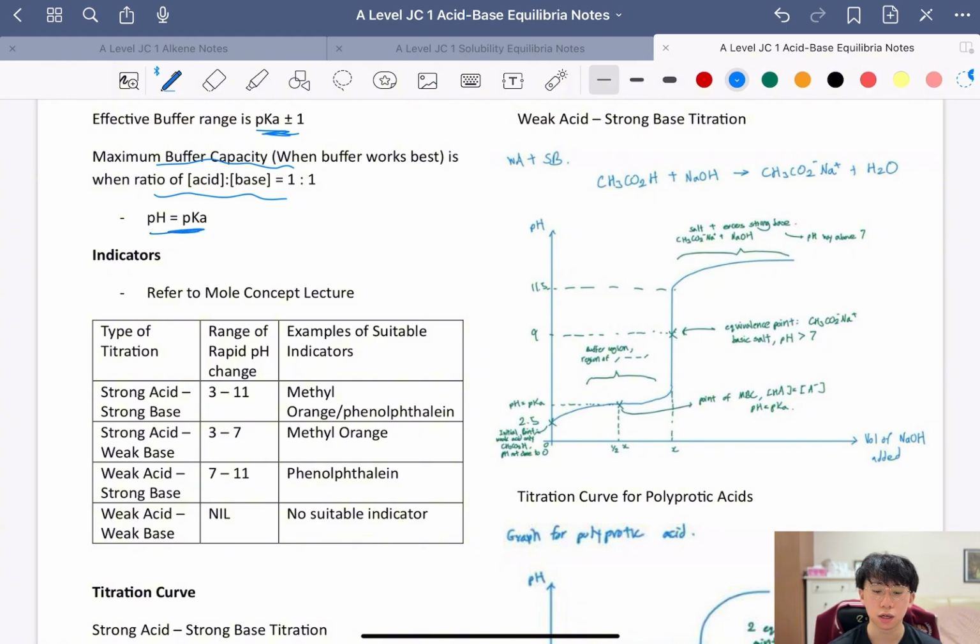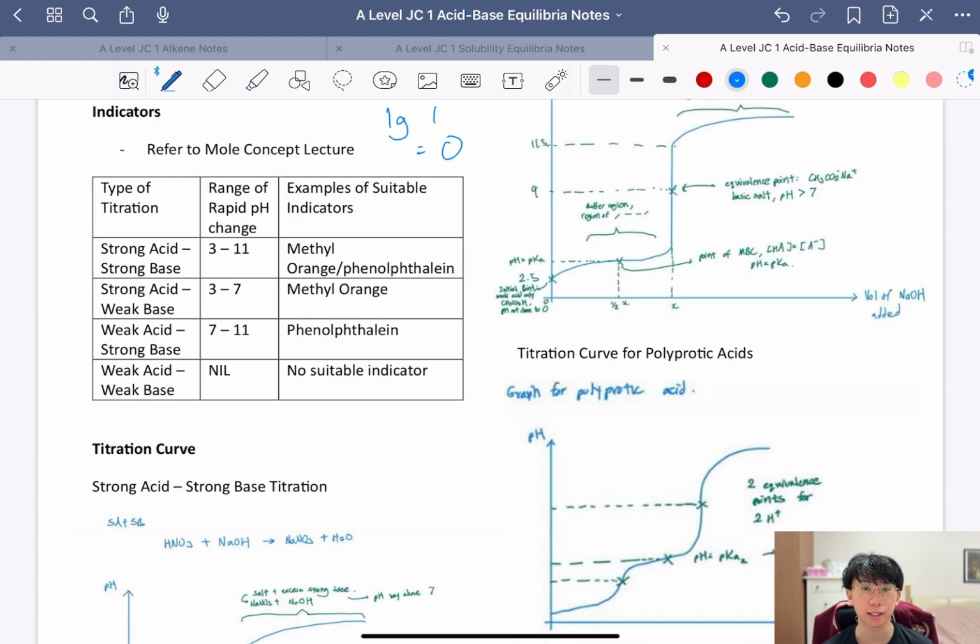this makes sense using the Henderson-Hasselbalch equation, because pH equals to pKa plus log conjugate base over acid concentrations, and when this is 1:1, log 1 is going to equal to 0, and therefore your pH will just equal to pKa. Now for indicators, the concepts are already in my mole concept lecture, so just refer to that.